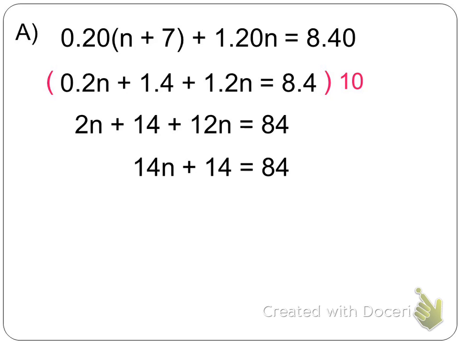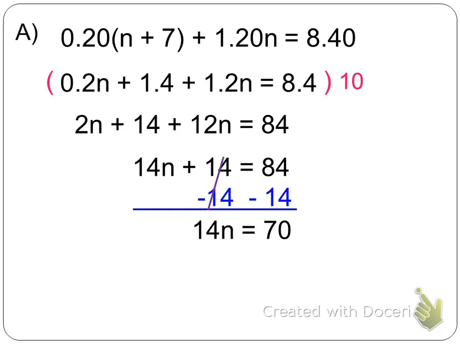Now we'll do the like terms. So it's 14n plus 14 equals 84. All right, you can subtract 14 from both sides. And then divide both sides by 14. And we should get that n equals 5.